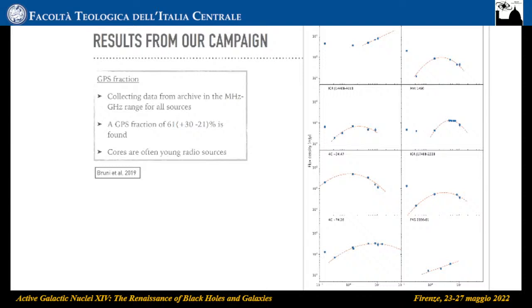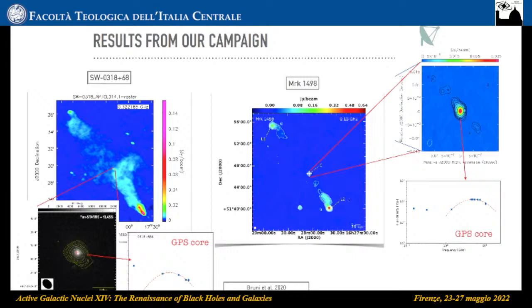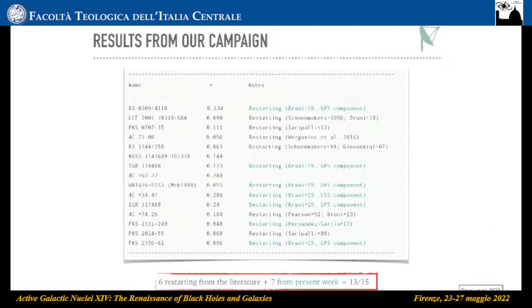And what we found is that more than half of them present a GPS in their core, as you can see in this picture. And these are two examples. So you can see here, there is a compact core with a GPS SED in the radio. And here you can see the same, zooming into the core. Plus, we found morphologies that are reminders of a new radio phase. So in total, we had 13 out of 15 of our objects with signs of restarted radio activity. This is, of course, a huge fraction. And this, together with the high fraction of giant radio galaxies, suggests that something is going on there.